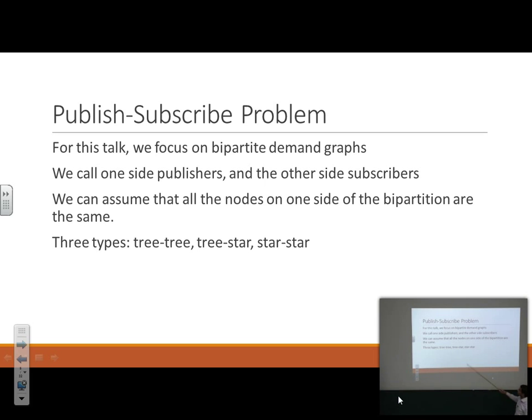So in this case, we think of one side as publishers, the other side as subscribers, and for now, let's assume that all the nodes on the publish or the subscribe side are building the same type of network. They're all building trees or they're all building stars. Okay, so that gives us actually 3 types of problems. Both sides are trees, both are stars, or it's a tree-star problem.